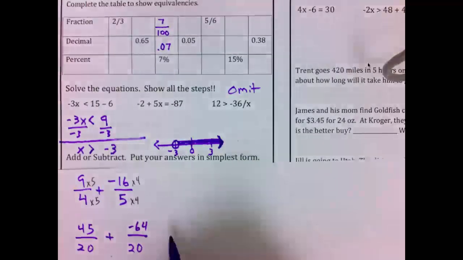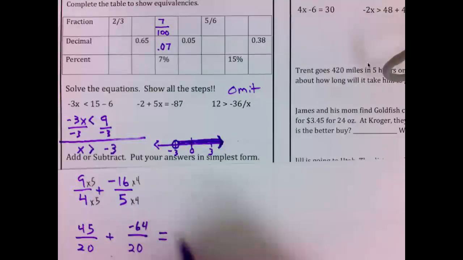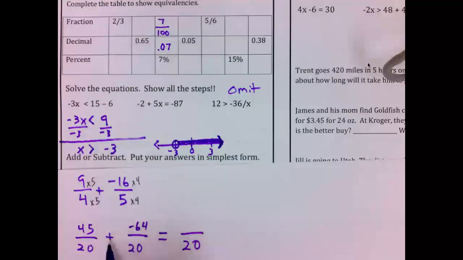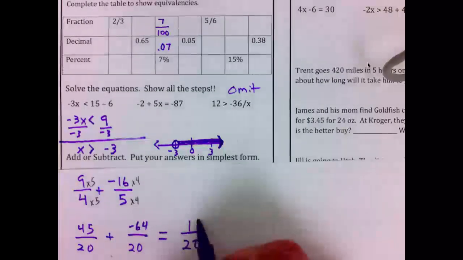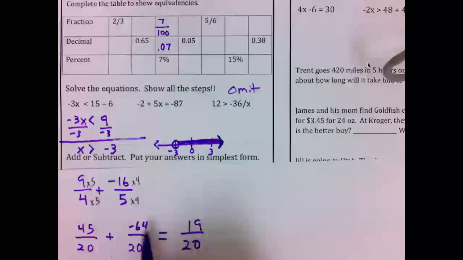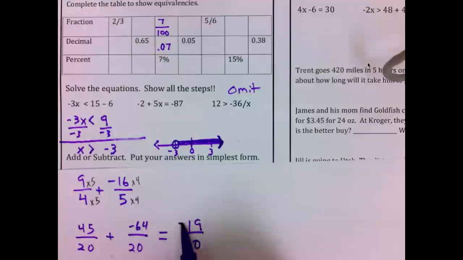Now we are ready to sum. The denominator will stay the same. As before, whenever the signs are different and we're adding, we will subtract the numbers. 64 minus 45 is 19. Since there are more negatives than positives, this result is negative.